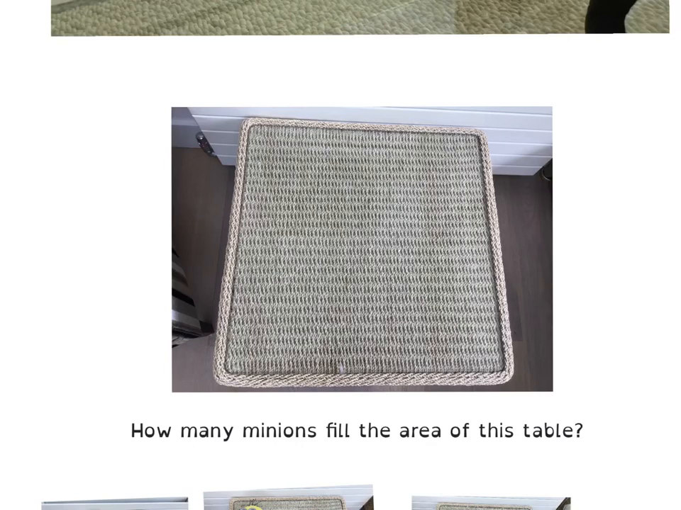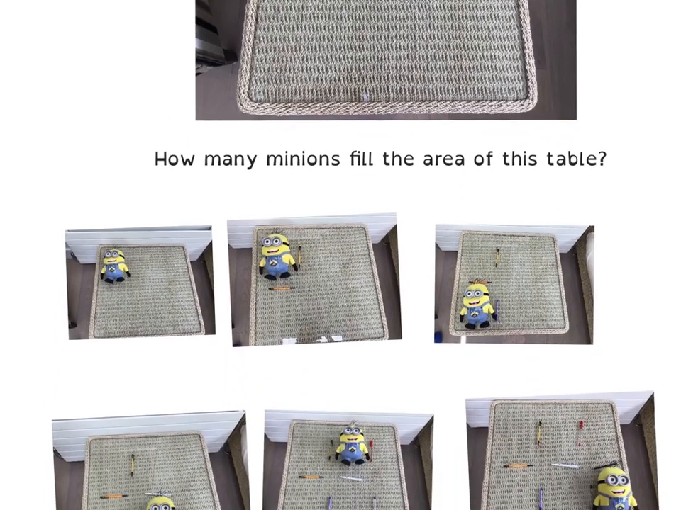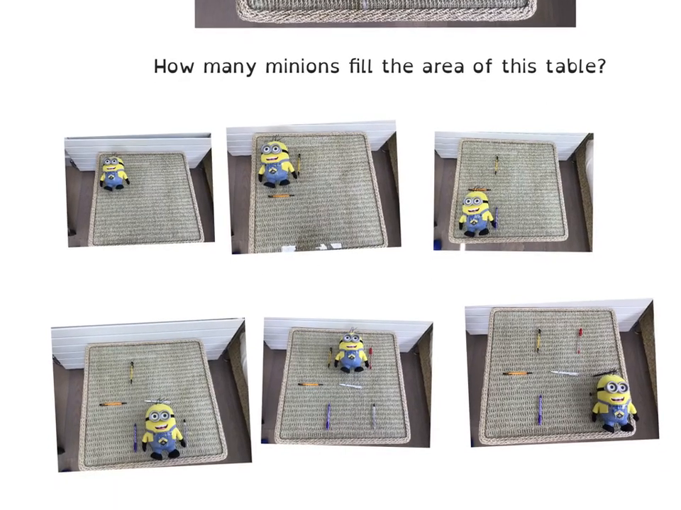To do this, I put Minion on the table, he lay down, and because I've only got one minion, I couldn't put lots and lots of minions on the table to see how many he would take up. So I used some pens and pencils to help me. Each time I lay Minion down, I put a pen or a pencil at his side and at his feet.